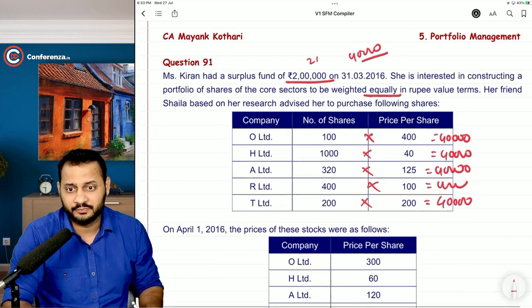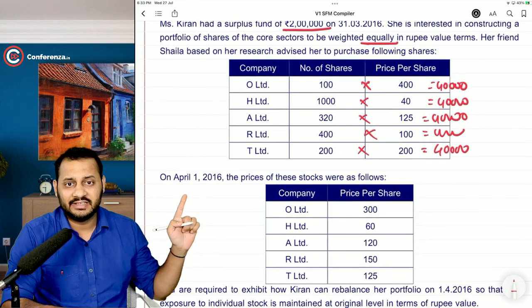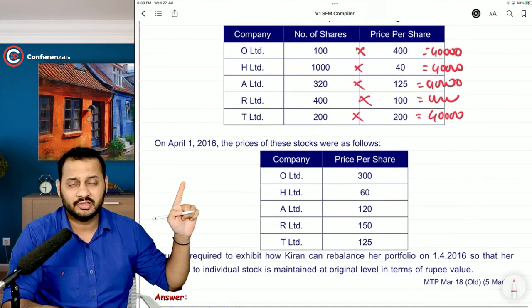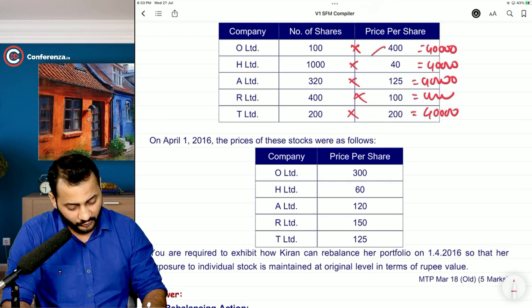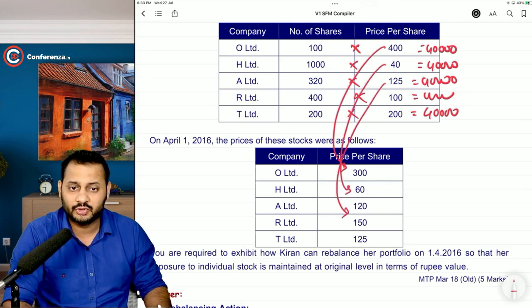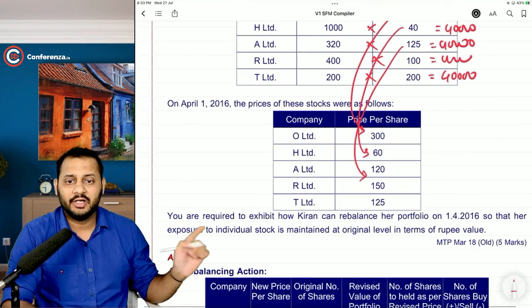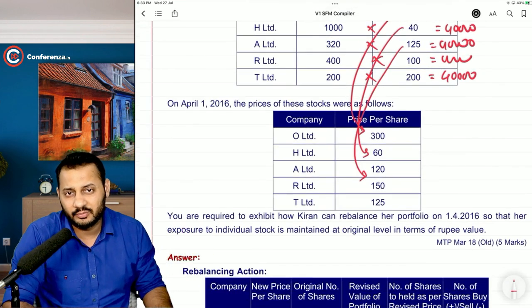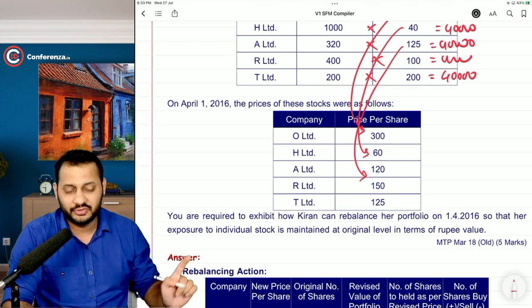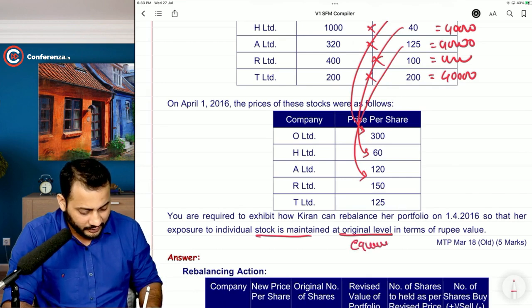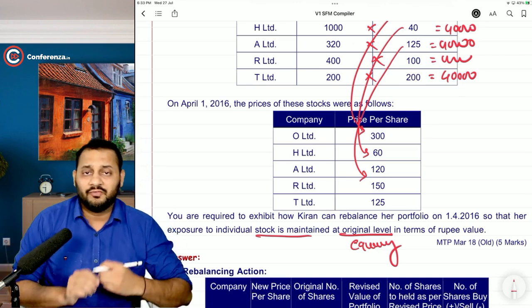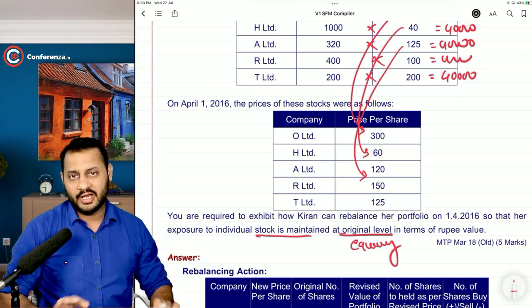that is 40,000. On April 1, 2016, so that was 31st March, now this is 1st of April, the prices of these stocks changed. From 400 it has become 300, 40 to 60, 125 to 120 and so on. Now you are required to exhibit how Kiran can rebalance her portfolio on 1/4/2016 so that her exposure to individual stock is maintained at the original level. Original level means equally. So first of all, you will have to find out the current portfolio value.